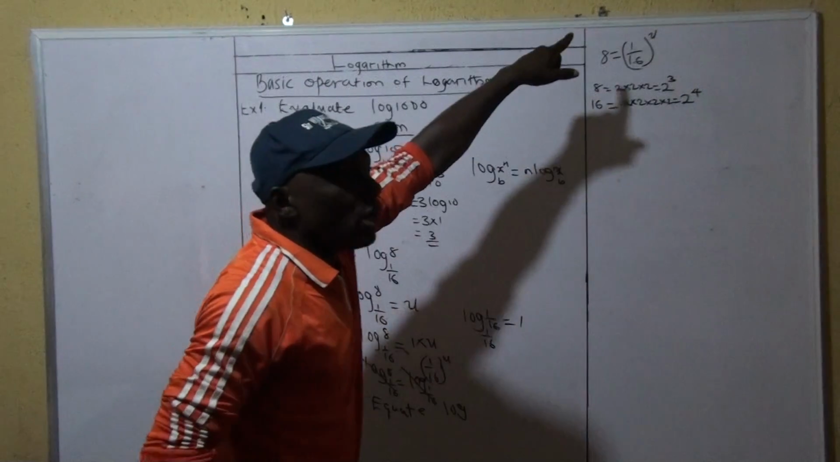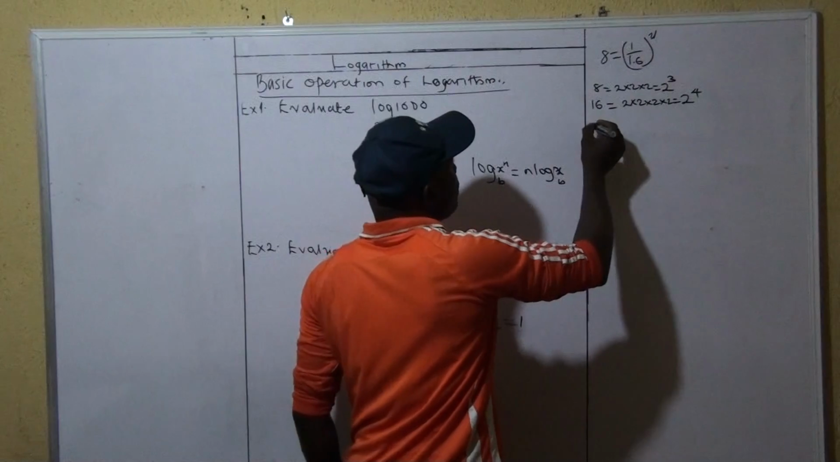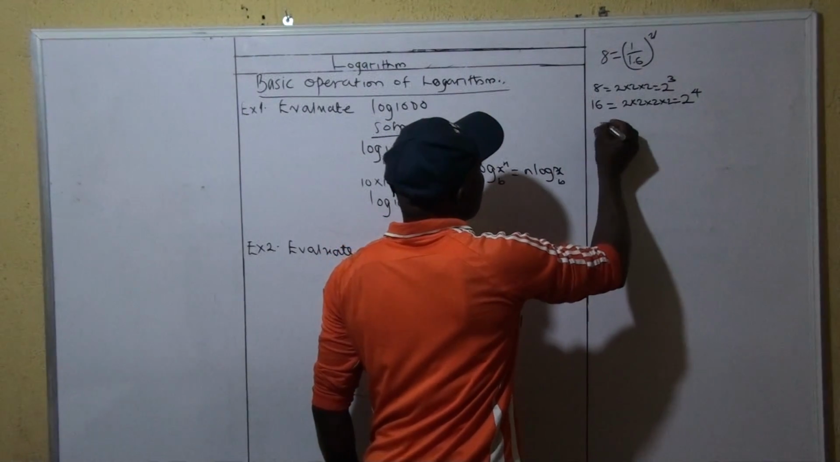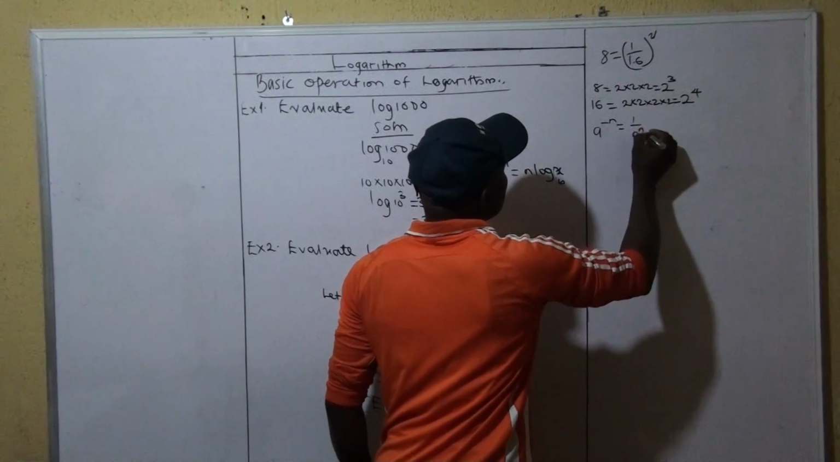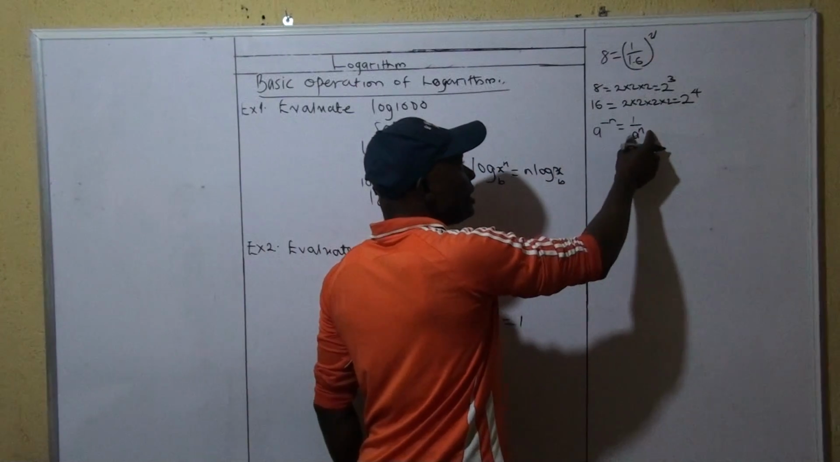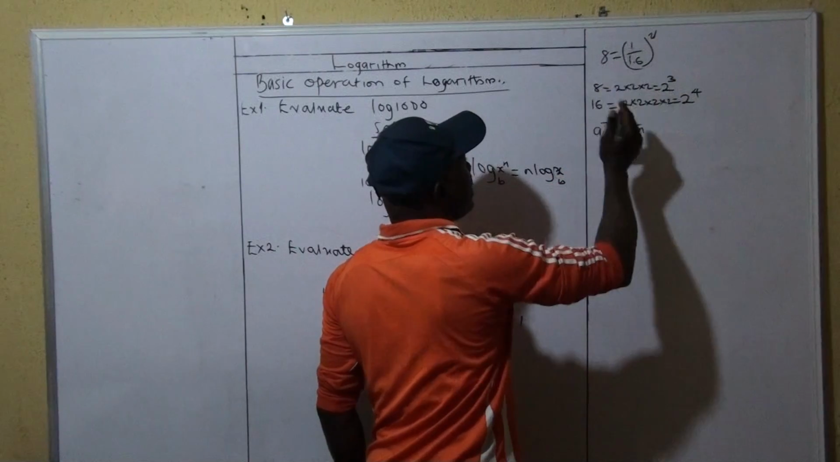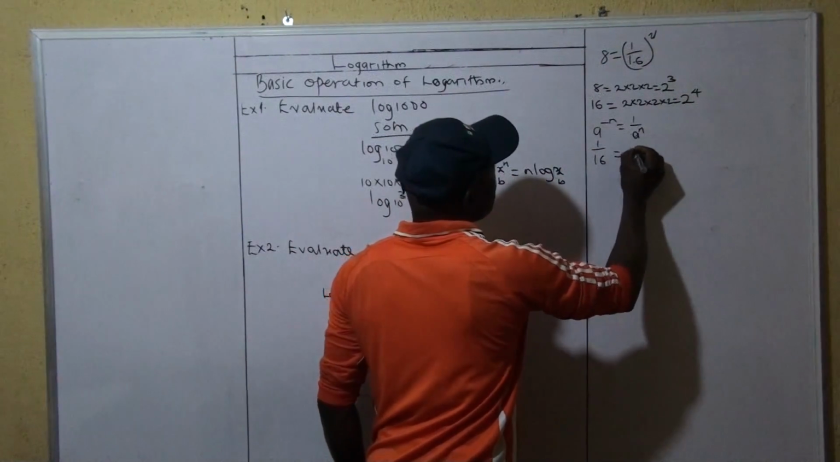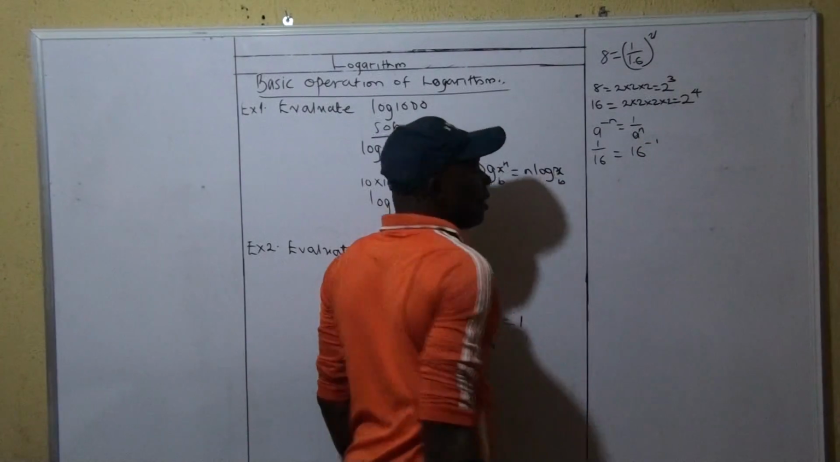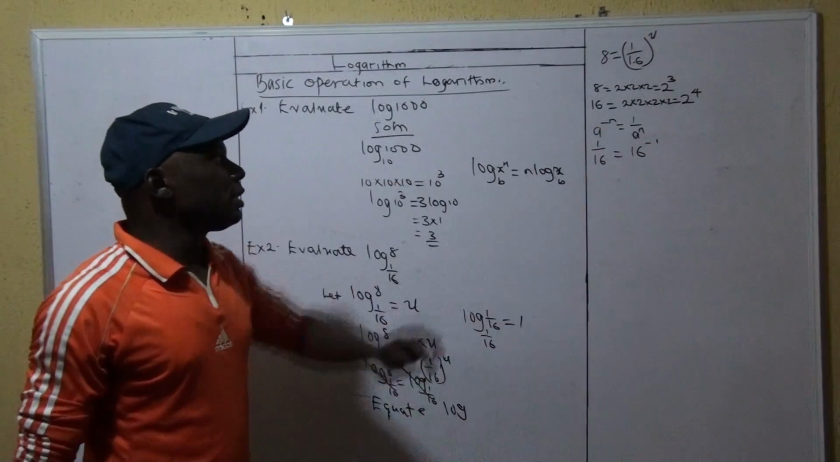Okay, but if you recall, in our indices, if we have a raised to power minus n, it simply means 1 over a raised to power n. So it means that this is the same thing as this. So 1 over 16, this 1 over 16 here, we can also say it is 16 raised to power minus 1. That's what I'm trying to draw your attention to.